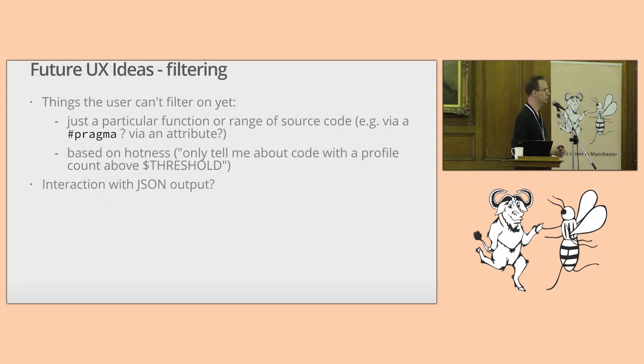So in terms of what it should be like for an end user, I don't think you can currently filter on this. Please correct me if I'm wrong, because I still think of myself as the newbie on GCC. Maybe with a pragma or an attribute, it would be nice to say, tell me a lot about this particular function, or this range of source code within a function. And similarly, should there be a way of filtering on a profile count threshold, where please only turn on dumping for code that's above a certain threshold in the profile.